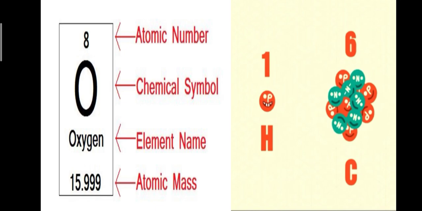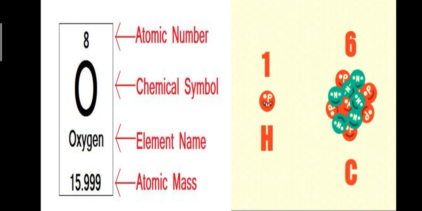Let's have a look at how to write it. In this way, O is the chemical symbol for oxygen. 8, which is written on the top of the O symbol, is the atomic number, and the name is oxygen, that is the element name, and below that the mass is written, that is the atomic mass, which will come later on. Right now you concentrate on atomic number.